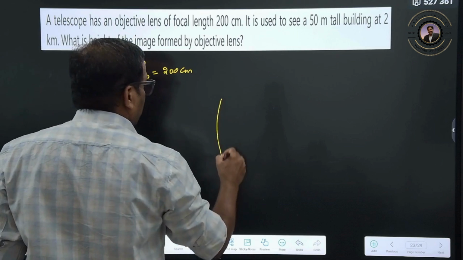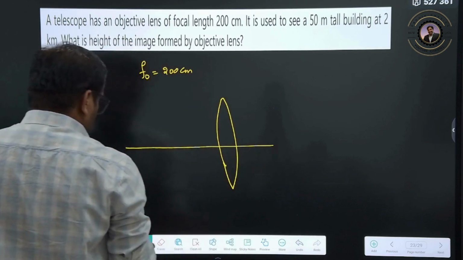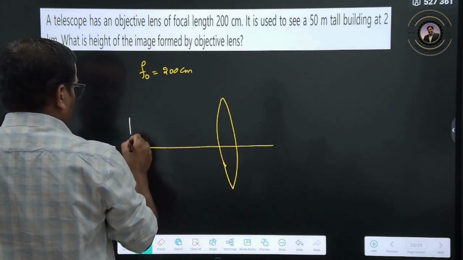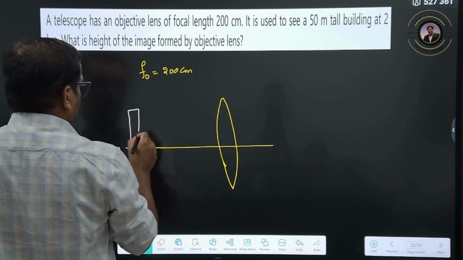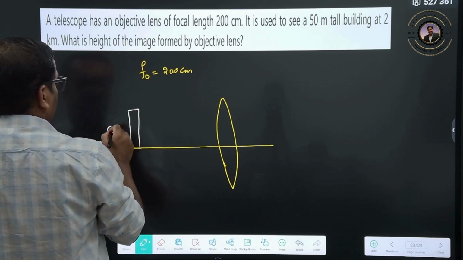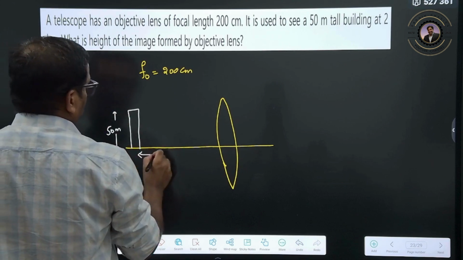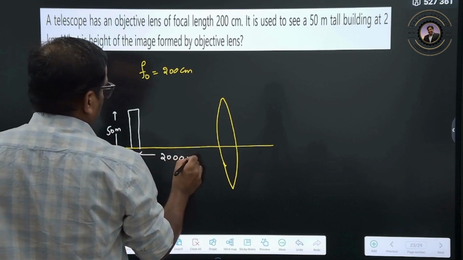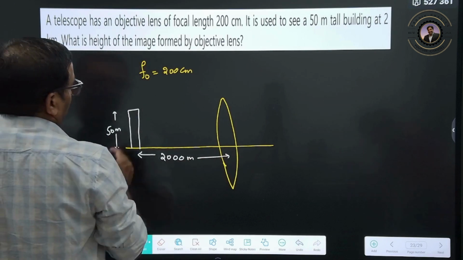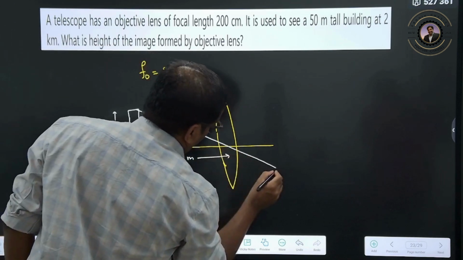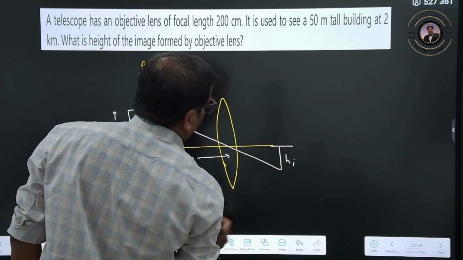Only the objective lens is there, so here there is a building. The height of the building is 50 meters, and the distance is 2000 meters, since 2 kilometers means 2000 meters. We want to calculate the height of the image.